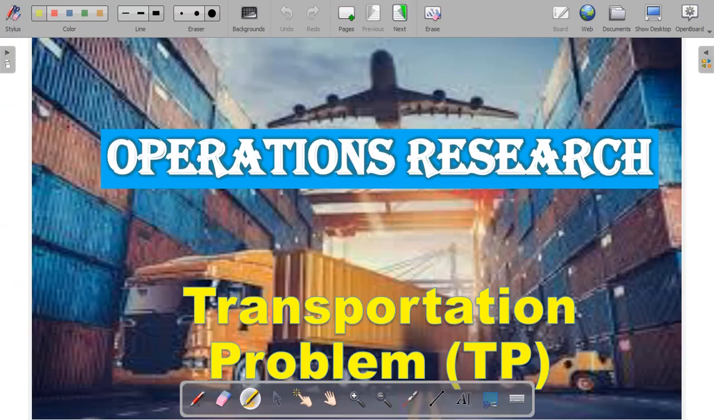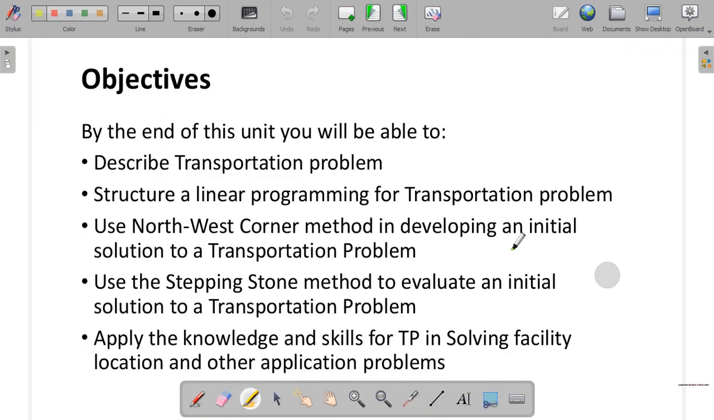Hello everybody, welcome back to Math Hands-On class with Python, and today we are going to have a lecture session on operations research. The topic is called the transportation problem. So we have the main objectives in this lecture session.